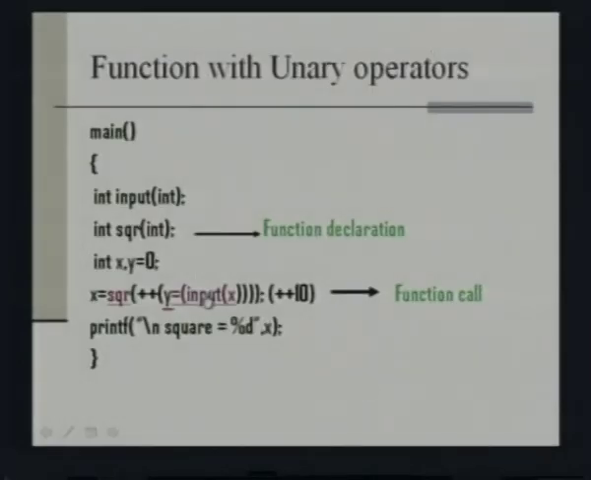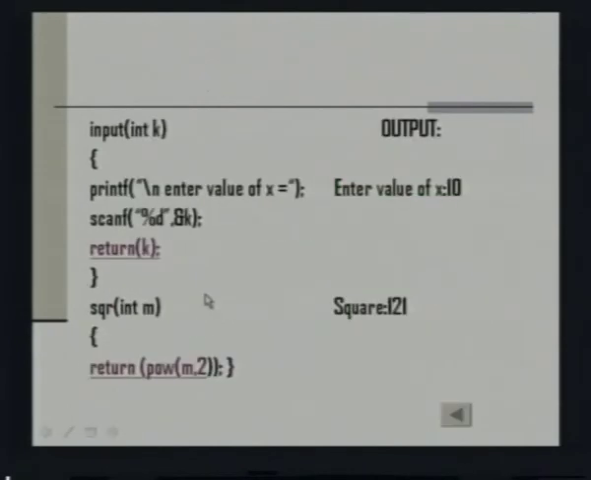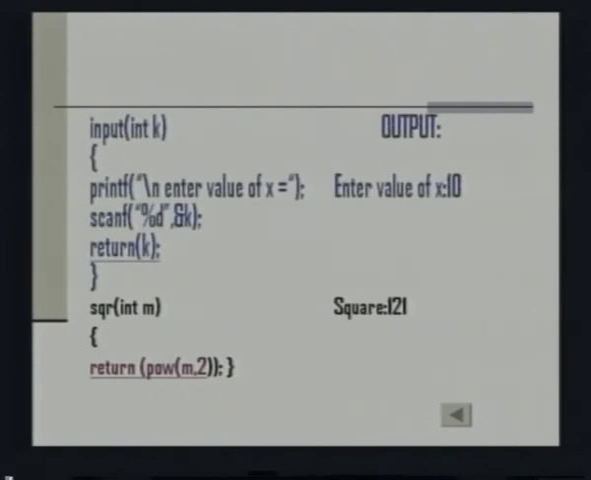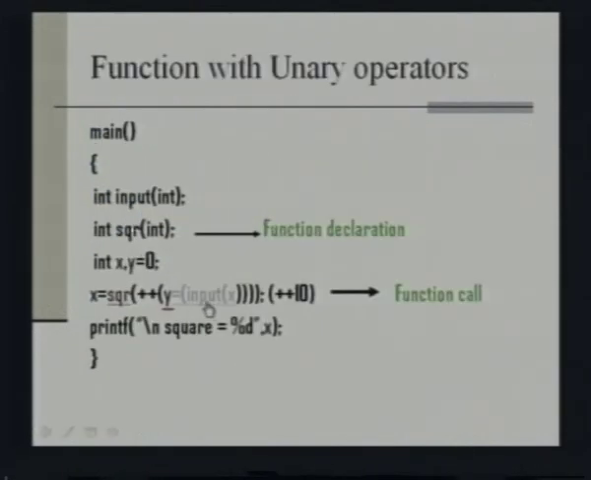So what happens is the compiler first executes the inner function. Move to the inner function, you have input int of k. Here again, the same thing: I am entering the value of x, I give the same value 10, I scan it using the variable k, and I return the value of k. So here the value 10 will be returned to the main function. Now this 10 will be assigned to this collecting variable y. So y holds the value 10, and I am doing plus y, so plus 10, which is 10 plus 1, equivalent to 11.